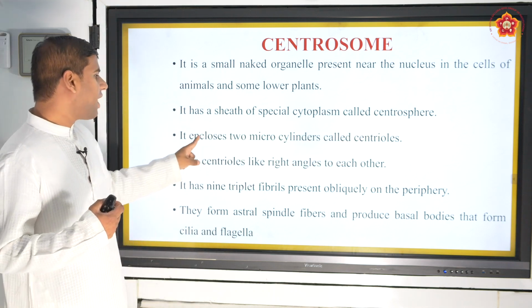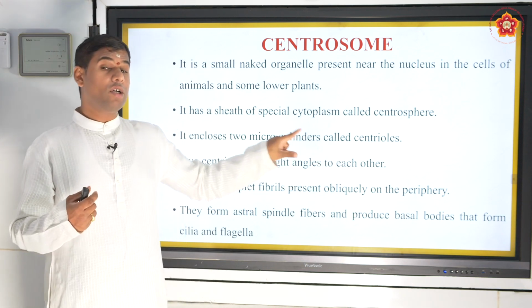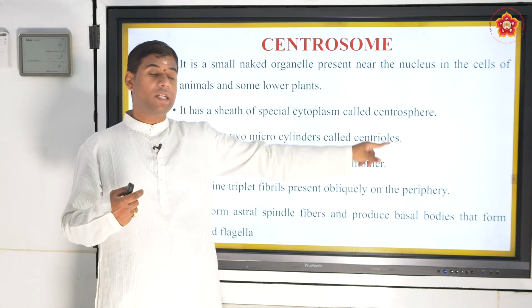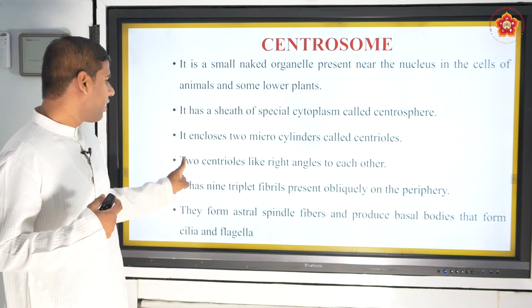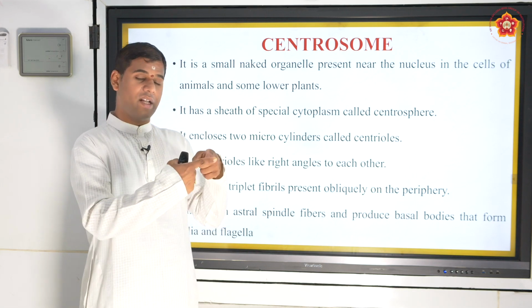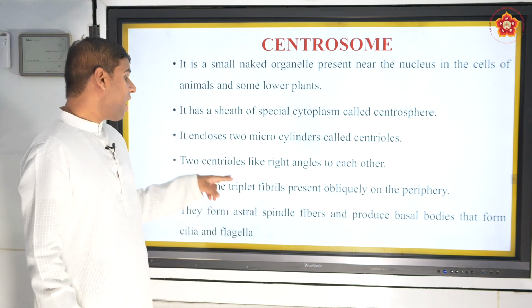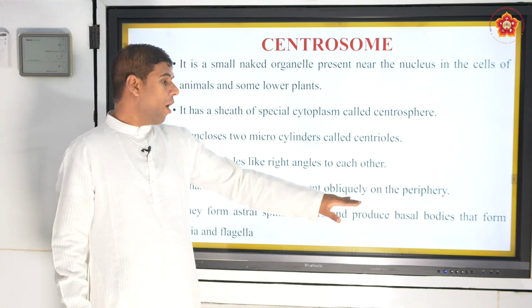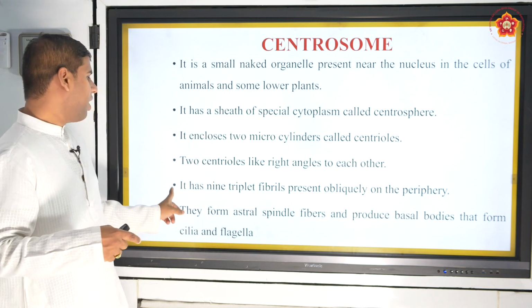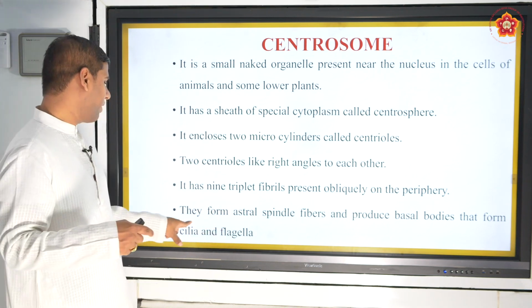It is enclosed by two microcylinders called centrioles. The centrioles lie at right angles to each other. Each has nine triplet fibrils obliquely on the periphery, so 3 into 9, that many fibrils.